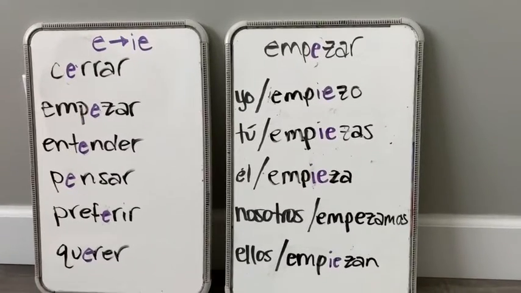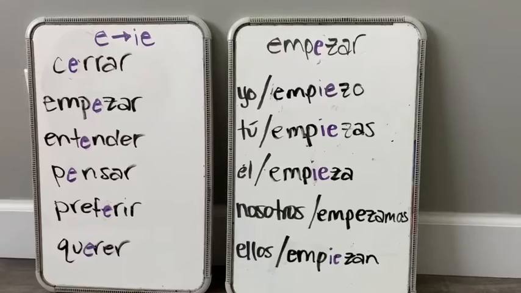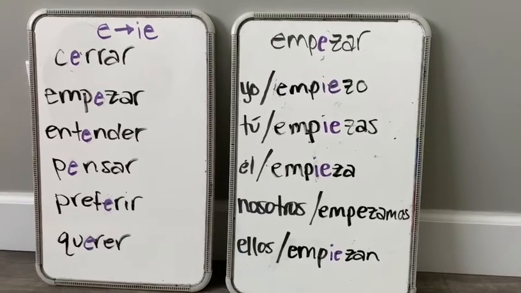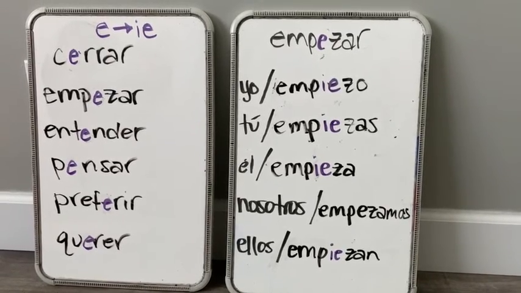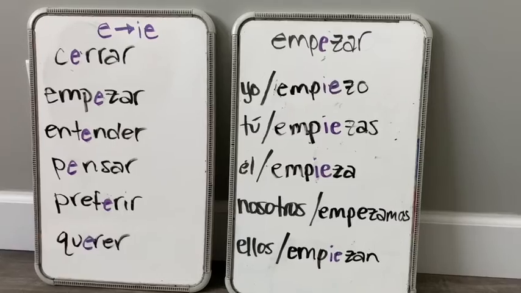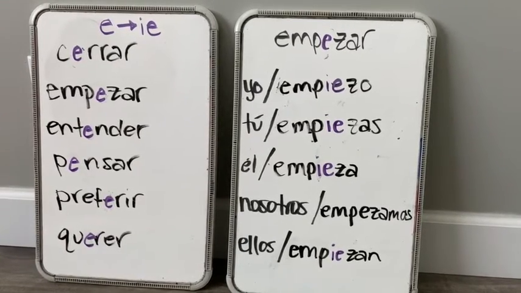So finally on the right, we have our finished stem changing verb conjugations for the verb empezar. We cut the AR off of all of them and added back on the proper ending, but we also took the extra step of changing that E, empezar, to an IE in every form except nosotros, and now these conjugations are all done correctly.